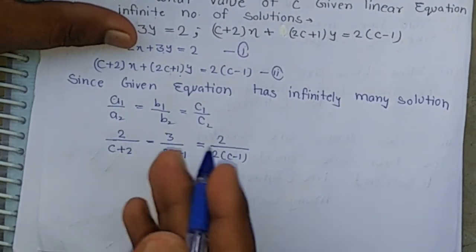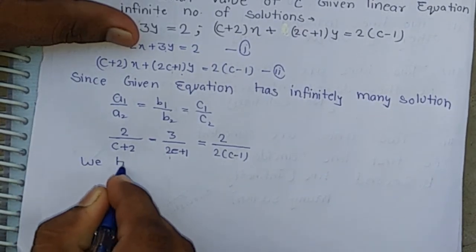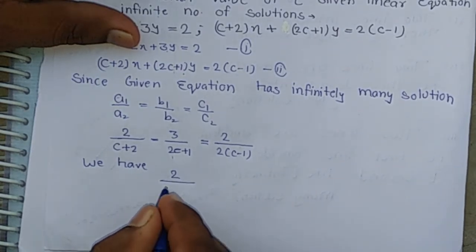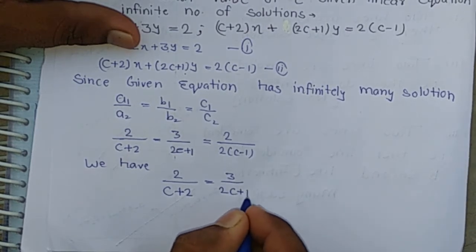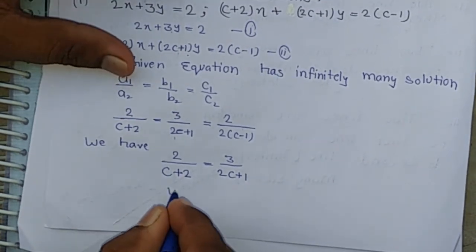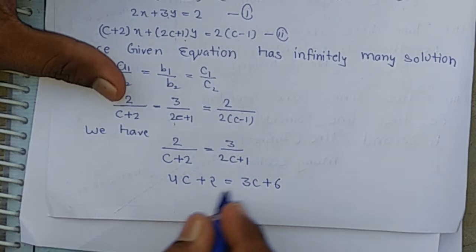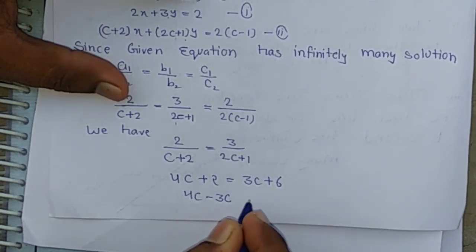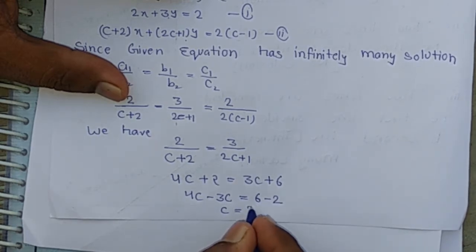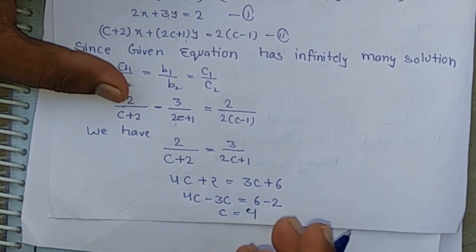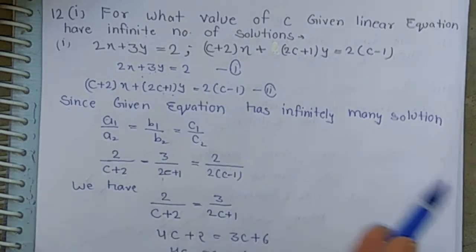Now we solve any two terms. We have 2 by c plus 2 equal 3 by 2c plus 1. Cross multiply: 4c plus 2 equal 3c plus 6. Then 4c minus 3c equal 6 minus 2, then the value of c is 4. If the value of c is 4, then these two equations have infinitely many solutions.